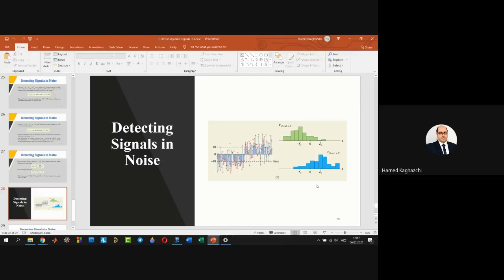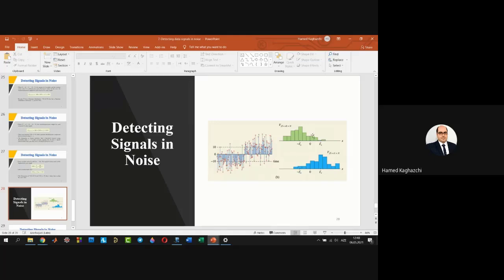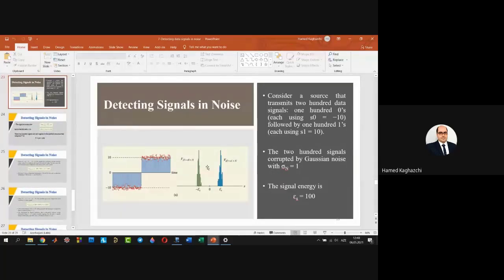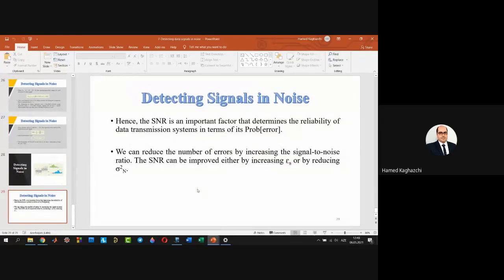It means that I cannot correctly detect my signal's value from the noise. I cannot extract my original signal from the noise. SNR is equal to 1, and an error occurs. SNR is 100, I don't have error. What does it mean? It means that the SNR is an important factor that determines the reliability of a data transmission system in terms of its probability of error.